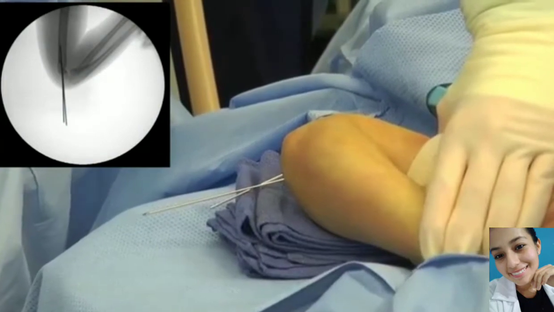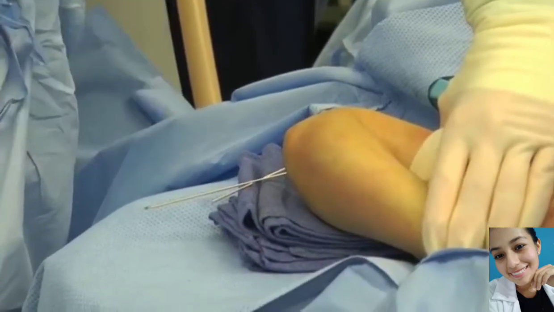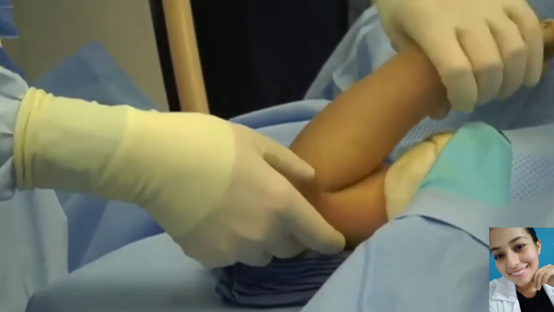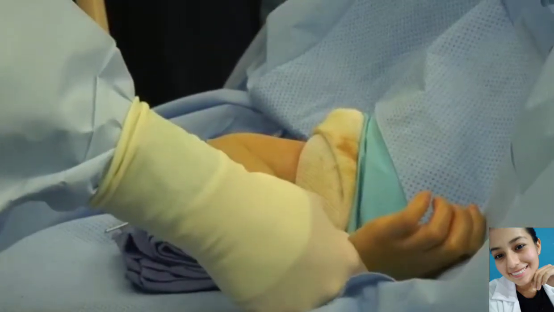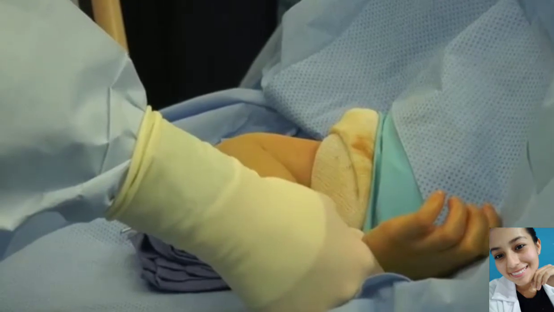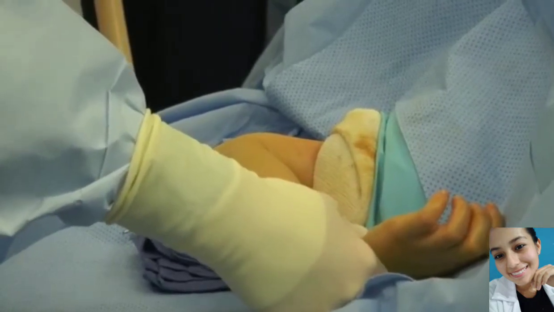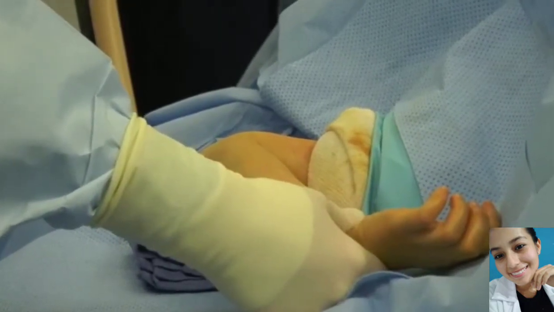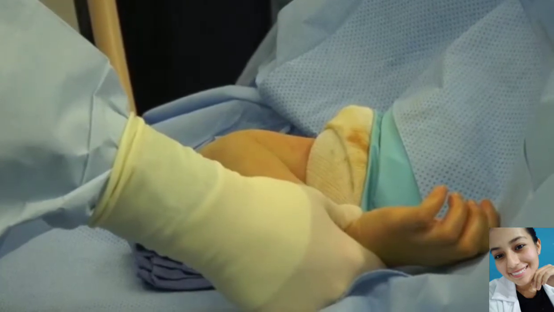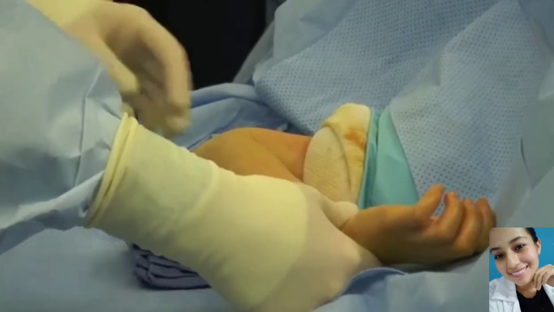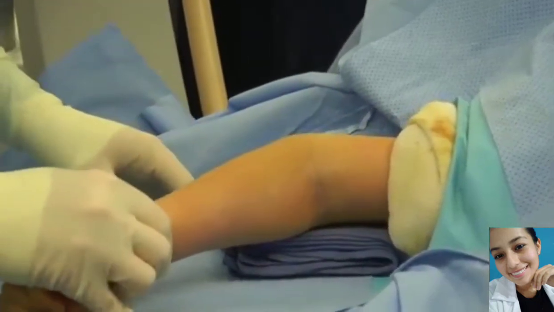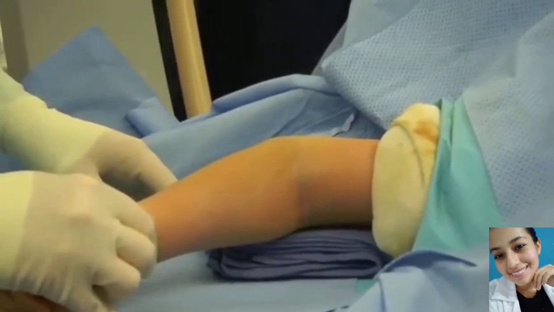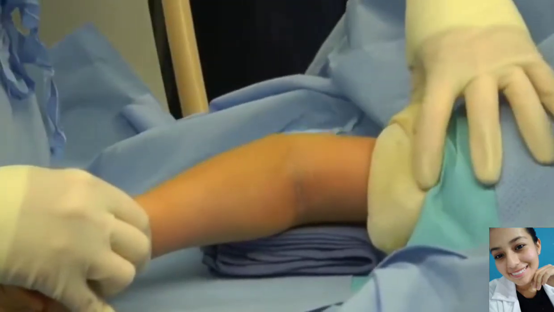Once 2 pins have been placed, stability can be checked. Once the final position of the pins in the lateral projection has been checked on fluoroscopy, dynamic screening can also occur. In order for this to occur, the elbow is brought out into extension, and again a lateral picture is taken. There should be no fracture site motion.